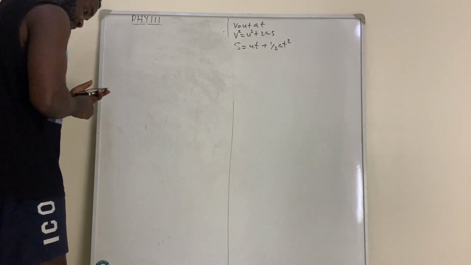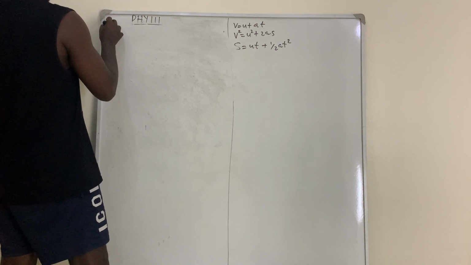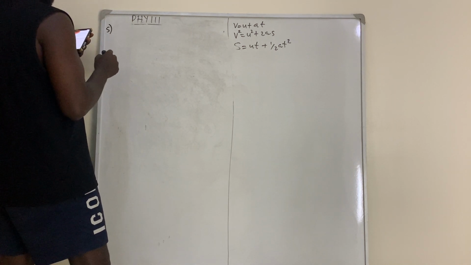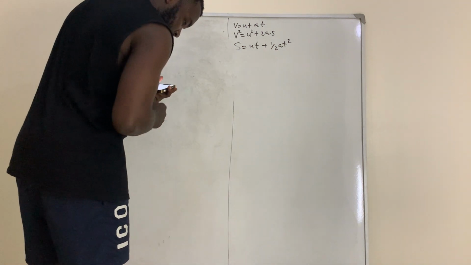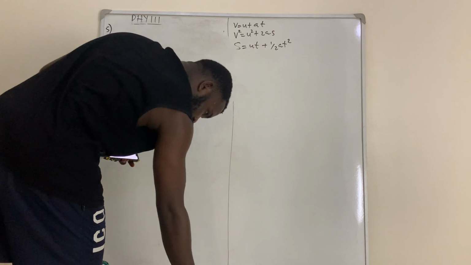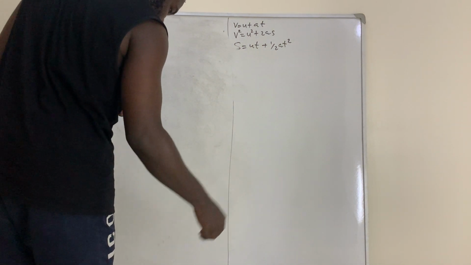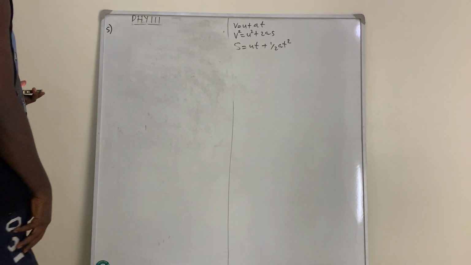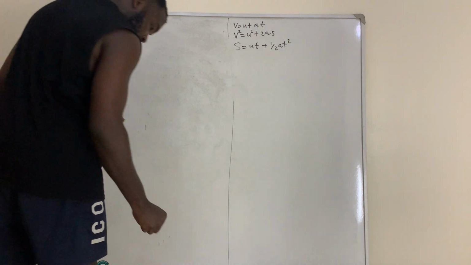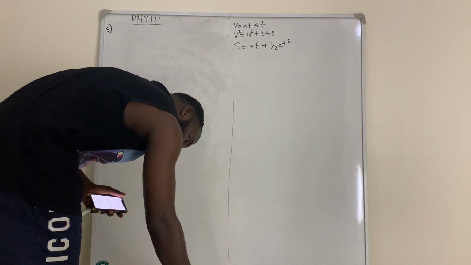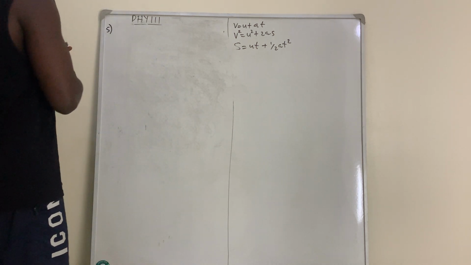Question number 5 said, define potential energy. You tell them that potential energy is the energy a body possesses by virtue of its position, and the SI unit is Joule. Potential energy is the energy a body possesses by virtue of its position. So write it like that.